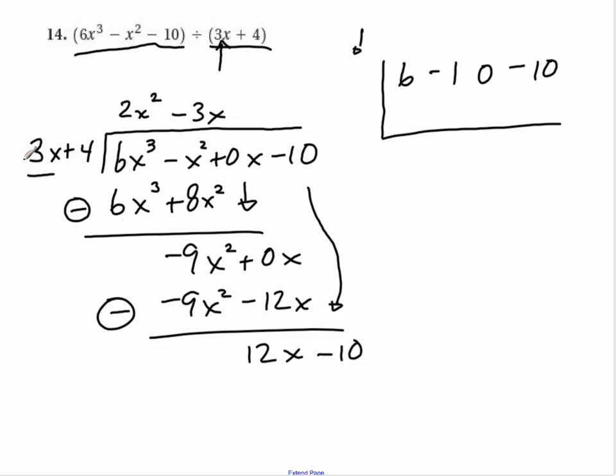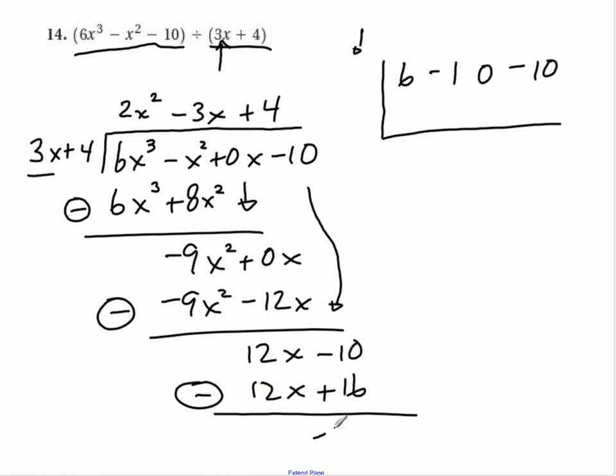And lastly, divide 3x into 12x. That would go 4 times. 4 times 3x is 12x. And 4 times 4 is 16. So positive 16. So when I subtract, 12 minus 12 is nothing. Minus 10 minus 16 would be minus 26. So my remainder is minus 26.